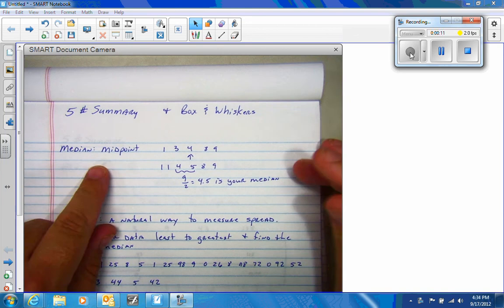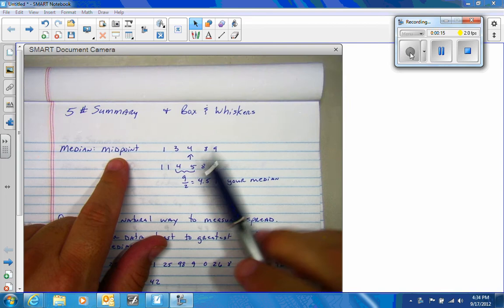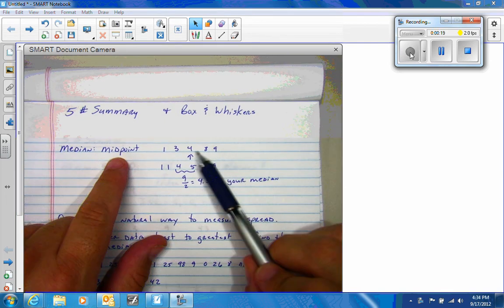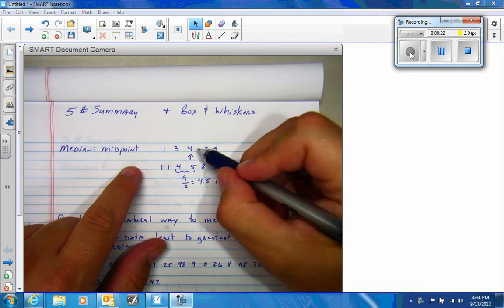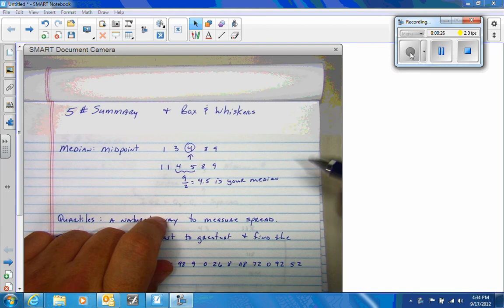Okay, remember, a median. The way you find a median, that's the midpoint. If you take a set of numbers, in this case 1, 3, 4, 8, and 9, the median number is the middle number. So 4 is your median, or midpoint.